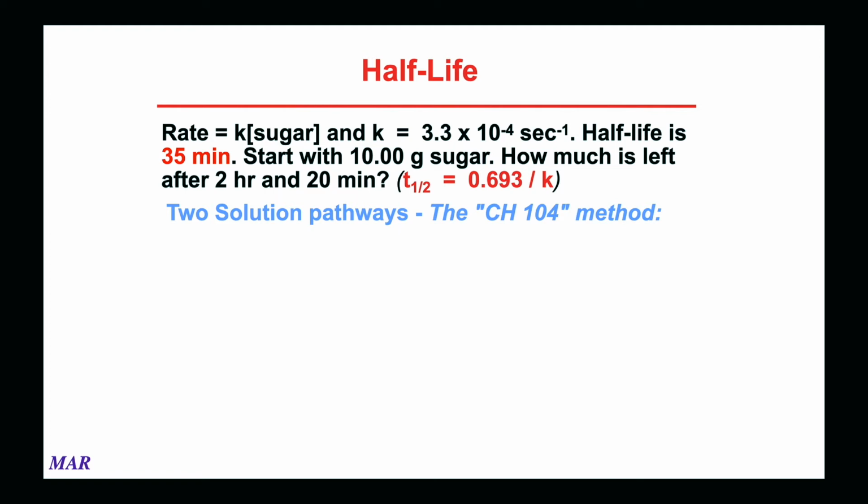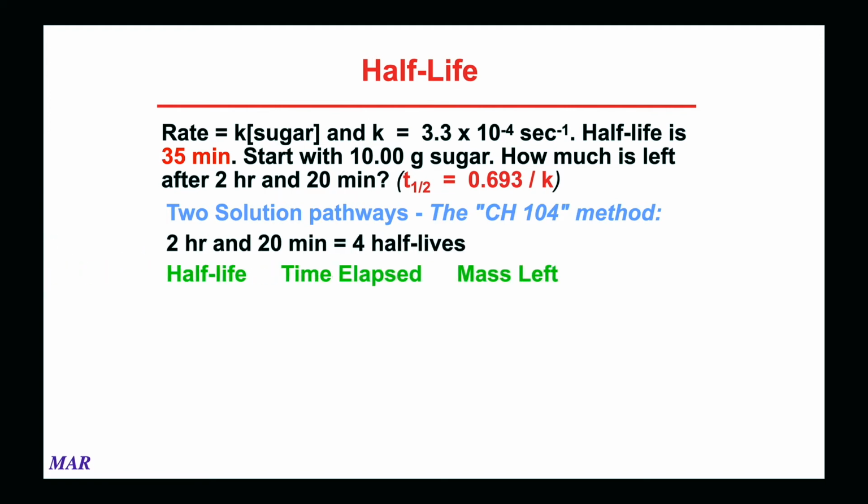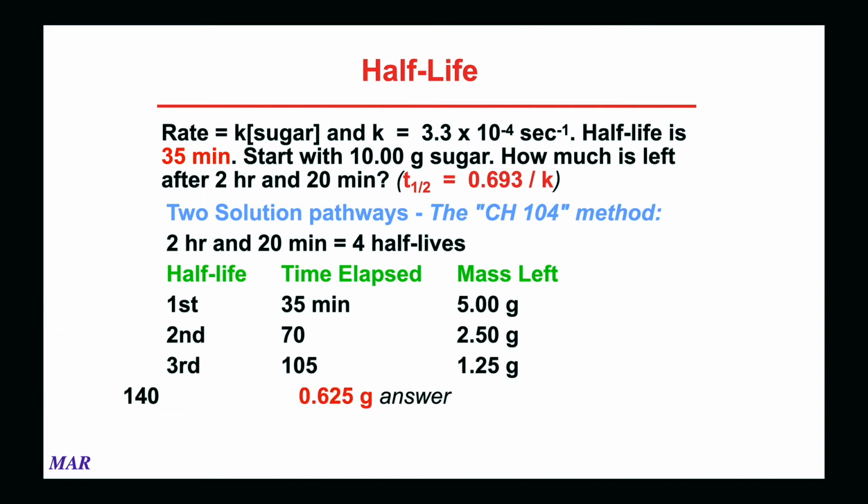Well, in Chem 104, what we would do is we'd try and figure out the time elapsed, and the time elapsed will be equal to some integral of 35 minutes. So 35 times 1, 35 times 2, something like that. If you figure out 2 hours is 120 minutes, 120 plus 20, 140. 140 minutes divided by 35 is 4. So that means 4 half-lives have passed in this problem. So after 1 half-life, you're down to half the quantity, which would be 5 grams, and that would be 35 minutes. And then 2 half-lives, 70 minutes, you'd be down to 2.50 grams.